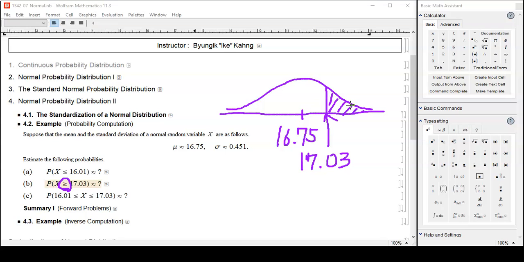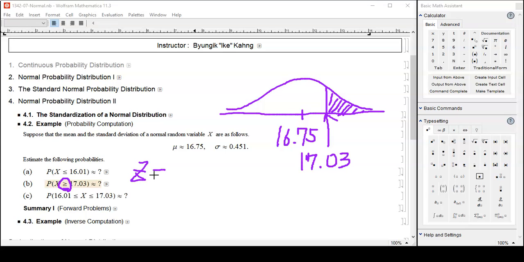I hope you guys remember about right-hand side shading problem from section 3. If you look up the z-table in the end, you always get the probability toward the left-hand side shading. Here I want right-hand side shading, so we have to subtract from 1. Okay, remember that, and let's go over to z computation.